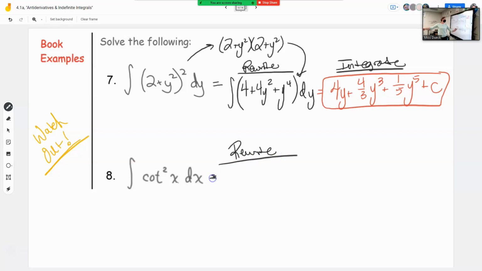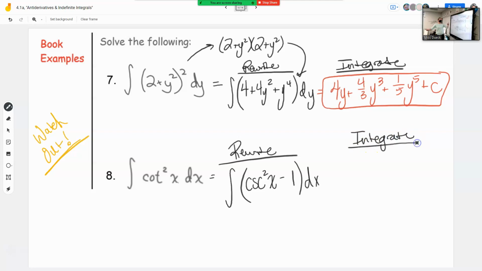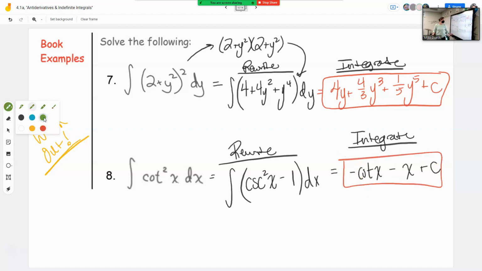The only legal way to integrate this guy is for us to realize it is cosecant squared minus 1, which is then possible to integrate because cotangent squared is not anywhere on that list. But guess who is? Cosecant squared is. And look, it's not that bad. You just had to use a little bit of tricks.